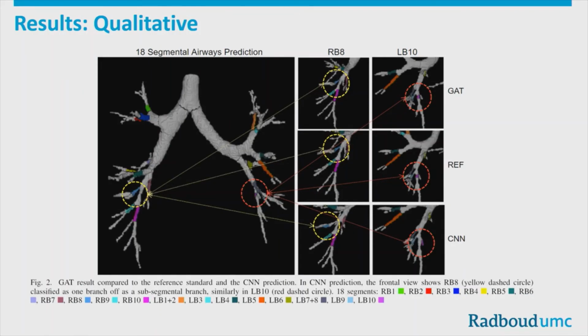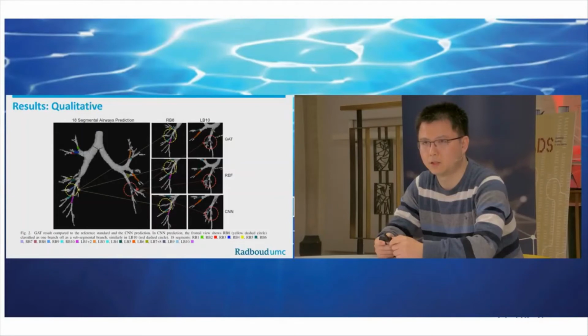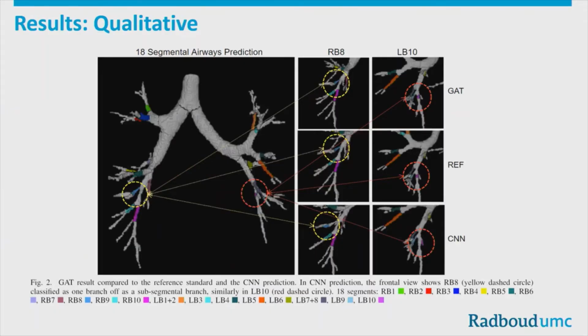And the qualitative results are shown here in the 2 columns on the right. We have 2 segmental branch results, RB8 and LB10. We have 3 rows. First row is the graph attention network prediction, and the second row is the manual annotation. The third row is the convolutional network. In this case, we see that, for instance, for RB10, the convolutional network labeled some of the children as RB10, but it labeled LB8 and 9 correctly. And in this case, the graph attention network fixes the problem, because once you know LB9 and 8, you can infer where RB10 is based on the captured local network structure.